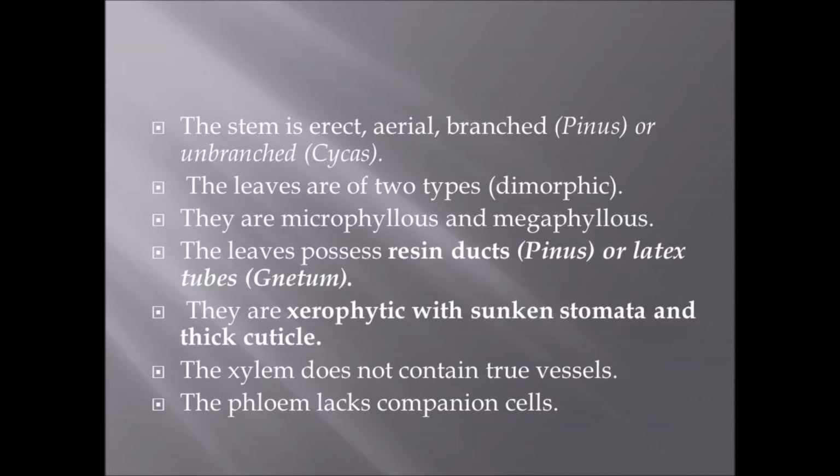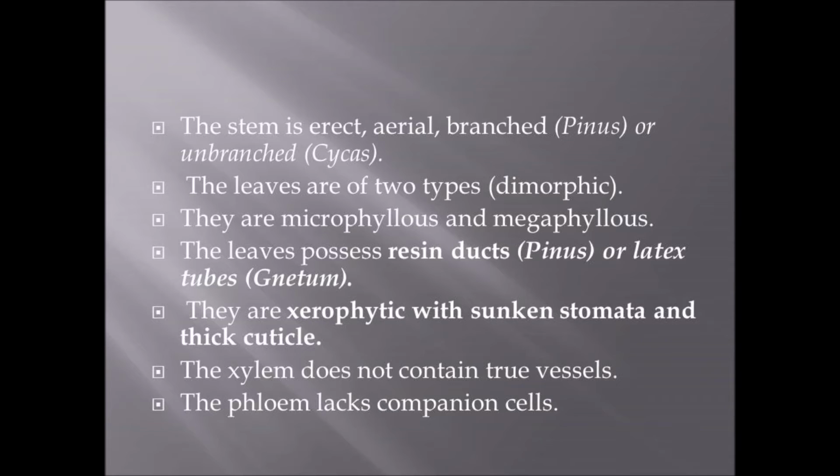So when the leaves are bigger than the stem, then they are called as megaphyllous. That is, the leaf is very big than the stem. So mega, big. If the leaves are very small comparing to the stem, then it is called as microphyllous, small. So from the name itself, you can identify the term. Then after that, the leaves have resin ducts in pinus or latex tubes in gnetum.